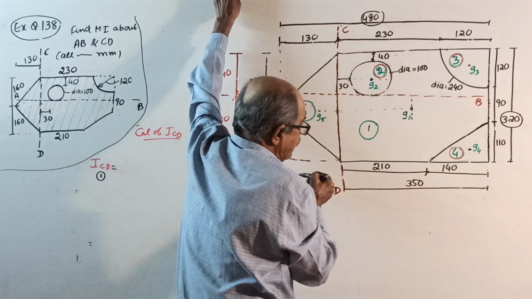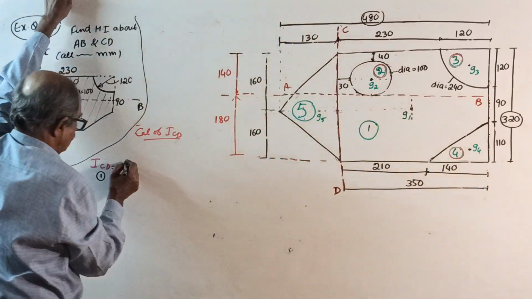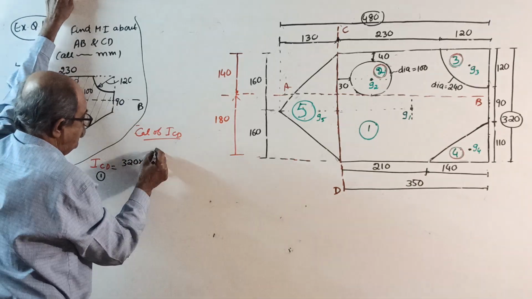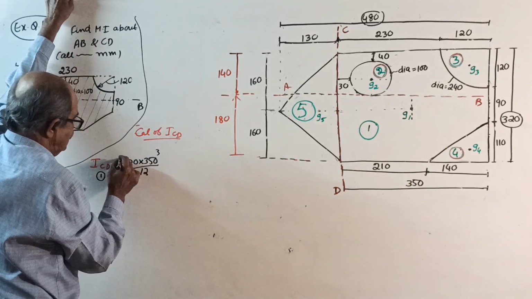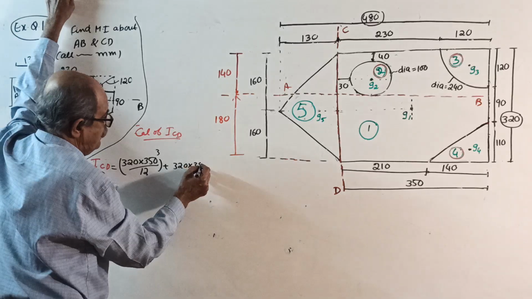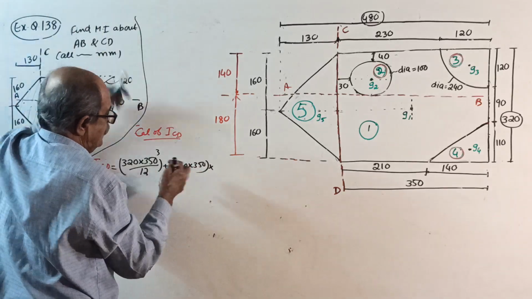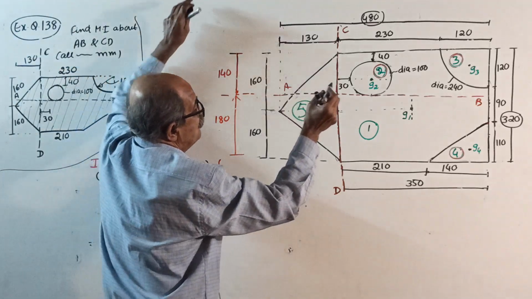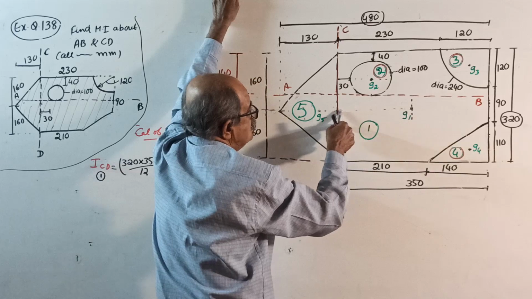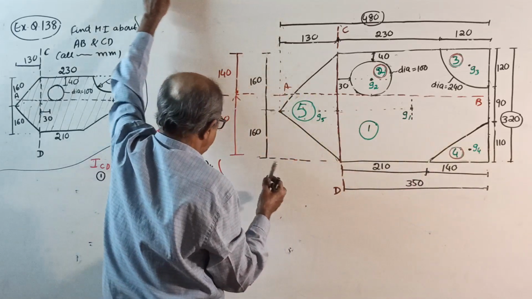Okay, now. 320 into 350 cube by 12, Ig, plus area 320 into 350 is the area, into the distance from centroid to this axis. This distance square is exactly 350 by 2 square.